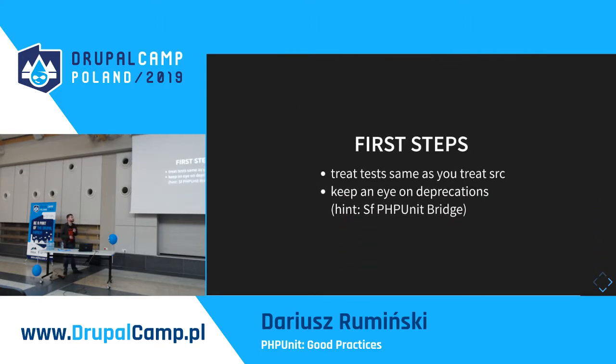So the first step would be to start treating the tests folder the same as we treat the source folder. A lot of people are running static code analysis only on source. Why not on tests? A lot of people are thinking about SOLID principles when they are writing source, but not when they are writing tests. Another thing is we can keep an eye on deprecations. If we are relying on deprecated features, we would like to know that in advance. We can automate it again with the Symfony PHPUnit bridge. It will make it easier for us to maintain a big project that lives over time.